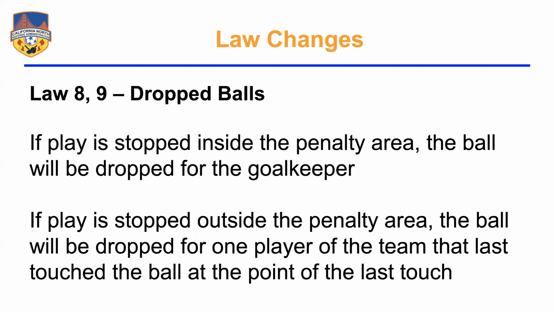If play is stopped outside the penalty area, this one's a little bit more complicated. If play is stopped outside the penalty area, the ball will be dropped for one player of the team that last touched the ball at the point of the last touch. So again, what we're trying to get away from is contested drop balls. We don't want to see those taking place anymore. And so if you stop play, again, most commonly for an injury, then the team who last touched the ball will get the ball dropped for one of their players without it being challenged.